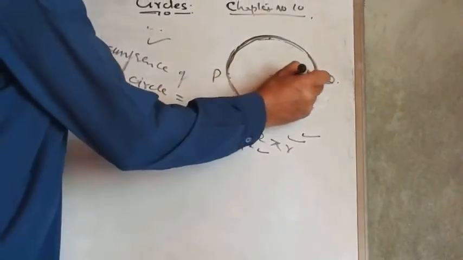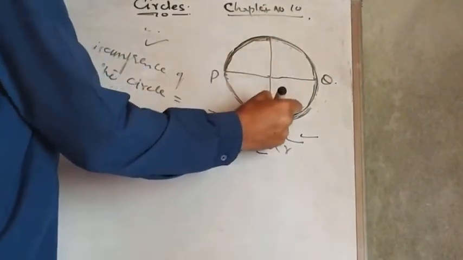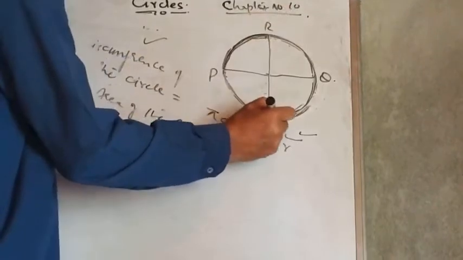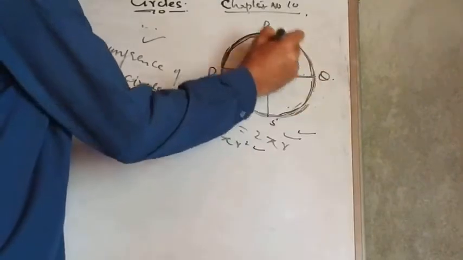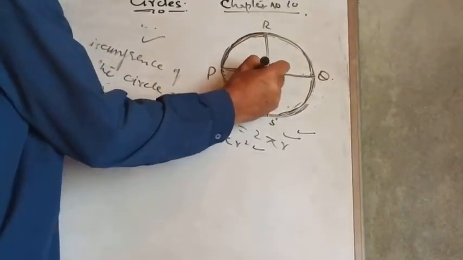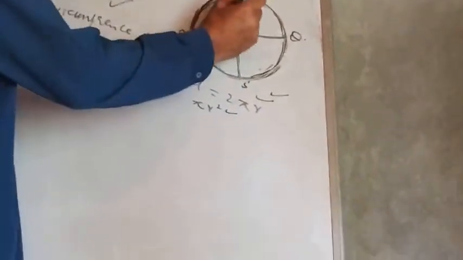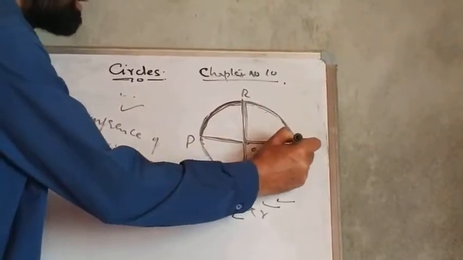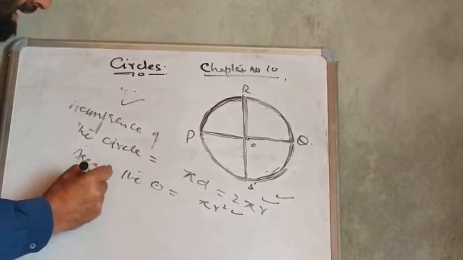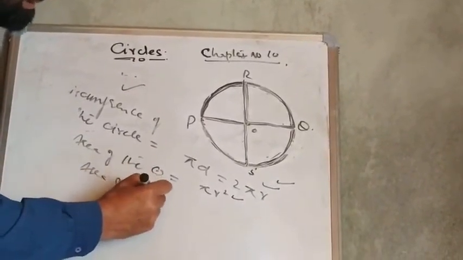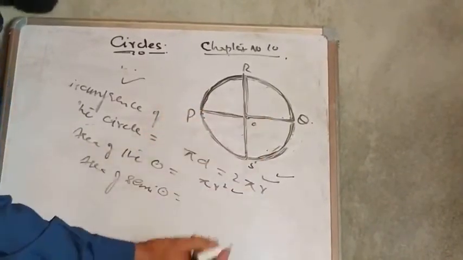And when you join another diameter, say RS, now these two diameters passing through O have divided the circle into 4 equal parts. Now this part is called a quadrant. Area of quadrant, area of semicircle. Semicircle means half of the circle. A diameter divides a circle into 2 parts, semicircles.